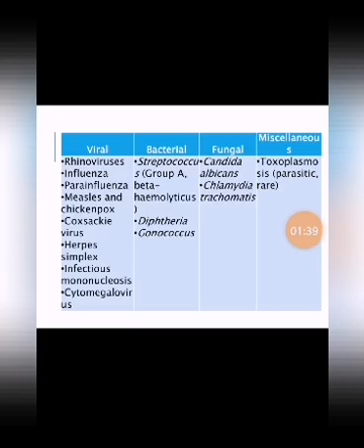Among fungal causes, Candida albicans is the most common. Another is toxoplasmosis, which is parasitic and very rare. So mostly viral and bacterial agents cause acute pharyngitis.